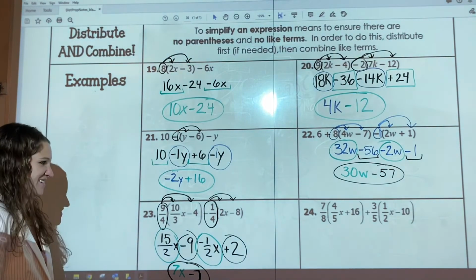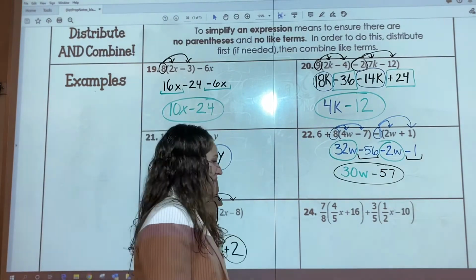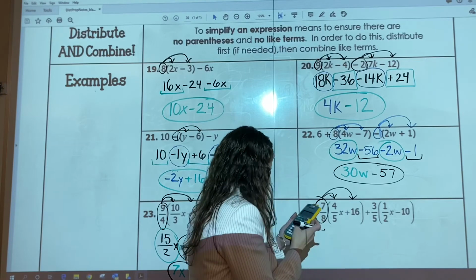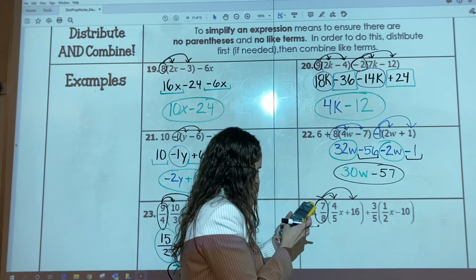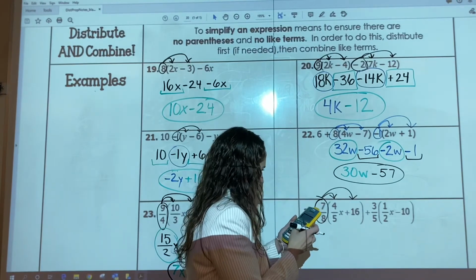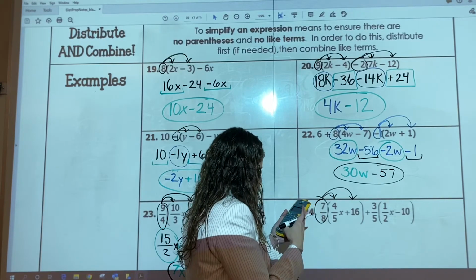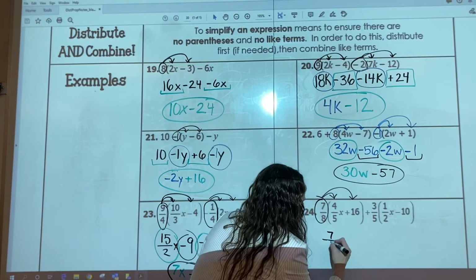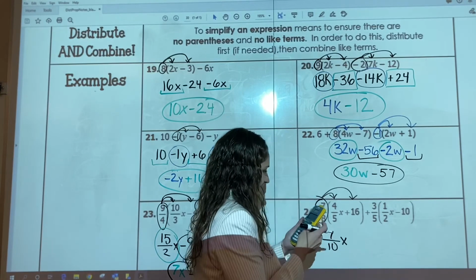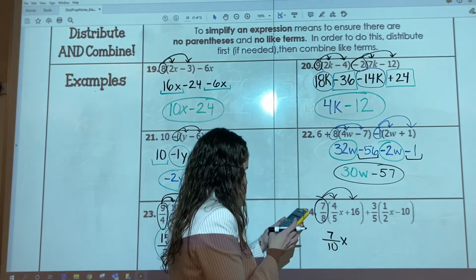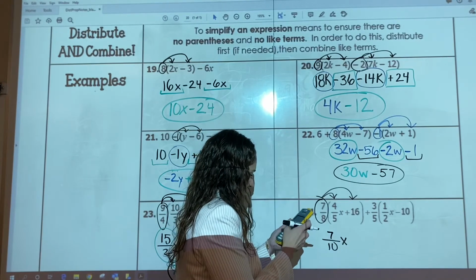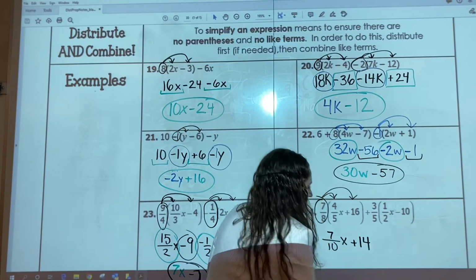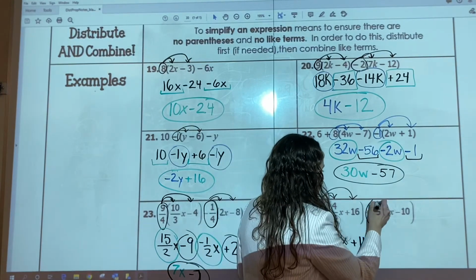Final answer. Let's distribute one more time with these fractions. 7/8 times... Takes a little bit, but that's okay. I want to make sure I get it right. So if I multiply those, I'm going to get 7/10x. Let's do 7/8 times 16. Plus 14.